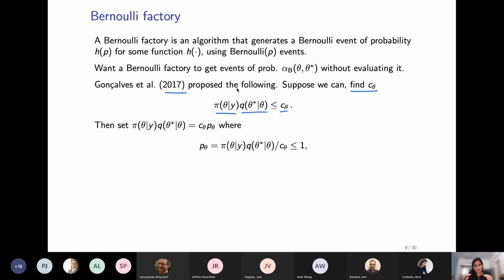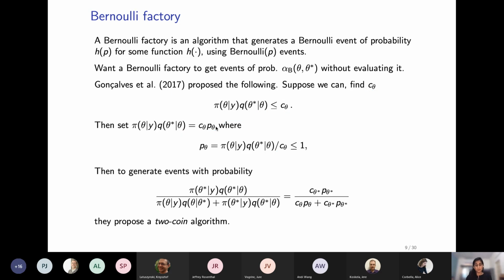So if we can bound pi times q by some C theta, where this is not a universal bound for all theta but a local bound for a given value of theta, then I want to set pi times q as C theta times P theta, where I want this P theta to be in [0, 1]. I want it to be a probability. So the way I do this is I just set P theta to be pi times q divided by C theta. This maneuvering is just so I can make this sort of decomposition. Now we can construct a Bernoulli factory that produces an output 1 with probability this over here, which is the alpha B acceptance probability.